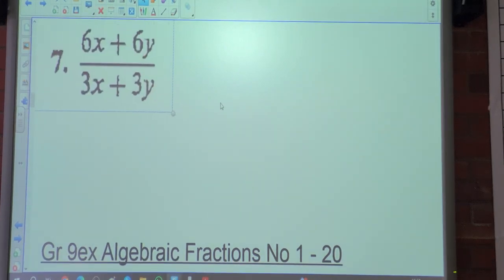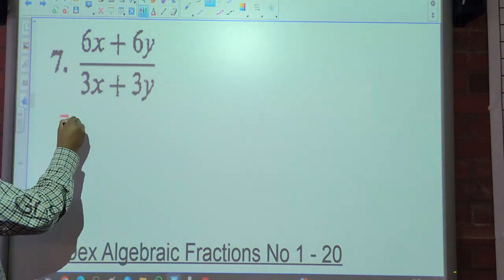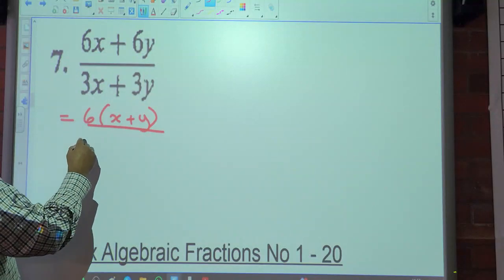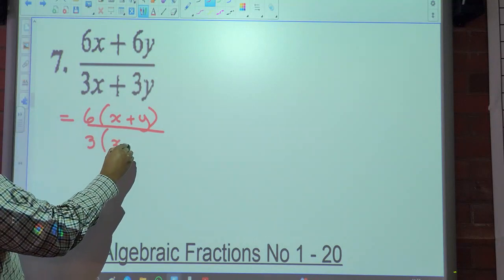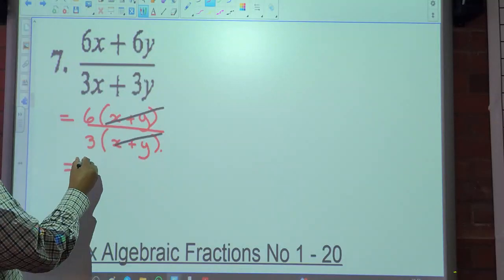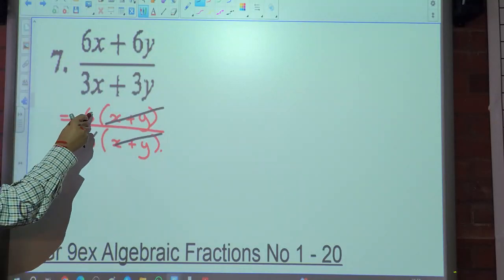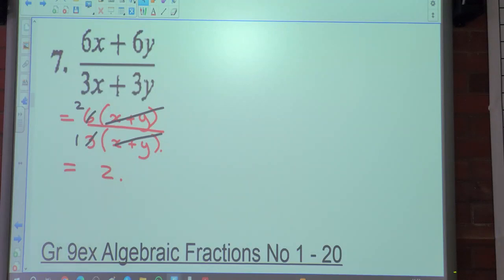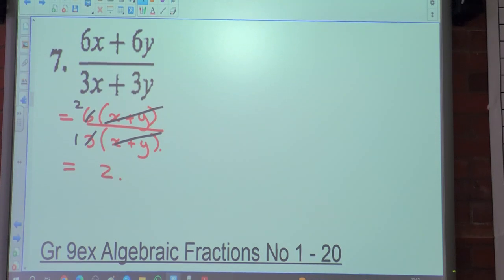Here we got 6x plus 6y, sorry, over 3x plus 3y. What can be done in the numerator? Common factor of 6. What am I left with? X plus y over. Common factor in the denominator? 3. What are we left with? X plus y. So what happens now? X plus y cancels, leaves you with 6 over 3, which is 2 over 1, which is 2. Is there any confusion there? Not yet. Okay.